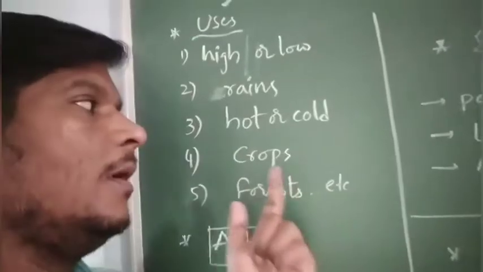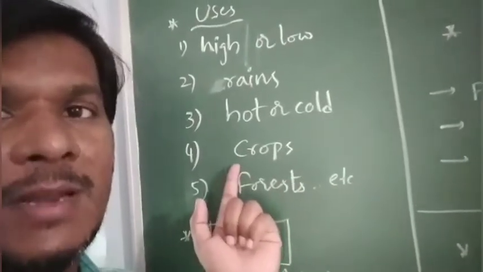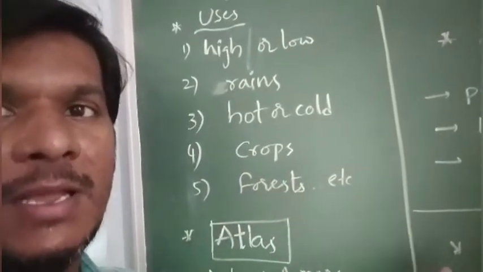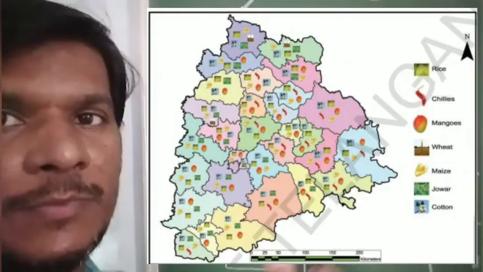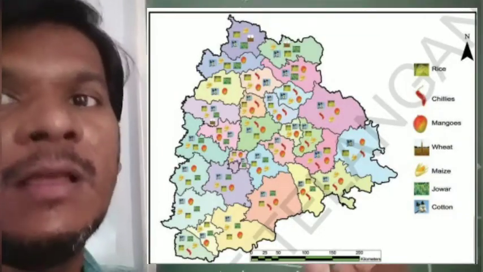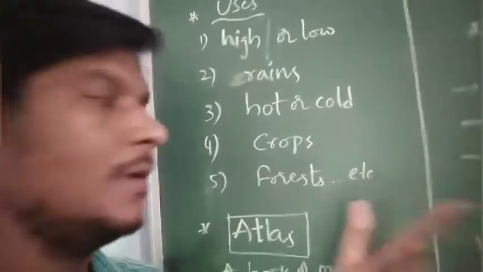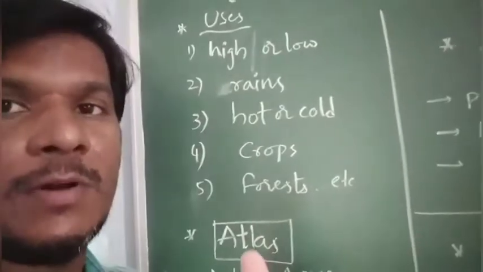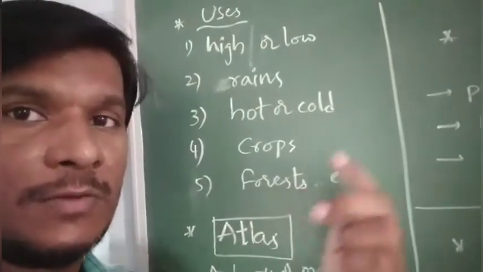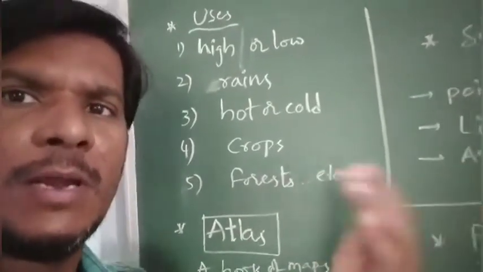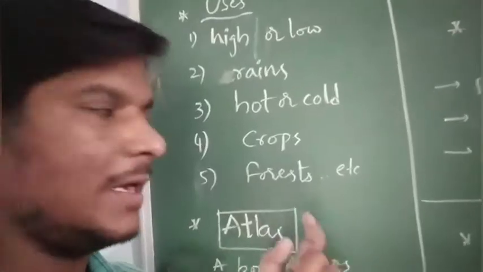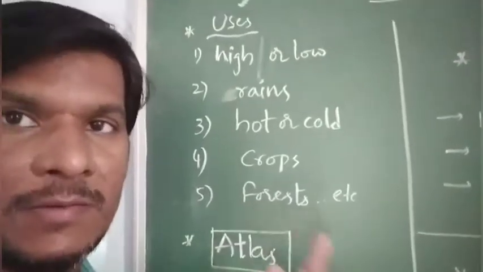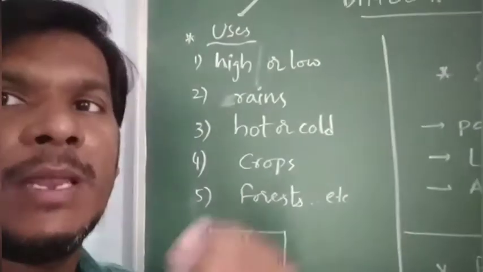Next, crops. Various kinds of crops are grown in various areas. In agriculture maps, crop maps, we can understand which places grow which crops. Next, forest. What kind of forest we have, evergreen forest or deciduous forest, or dense forest in which districts, very little forest in which districts, we will understand by the forest maps. Like this, maps have many uses.